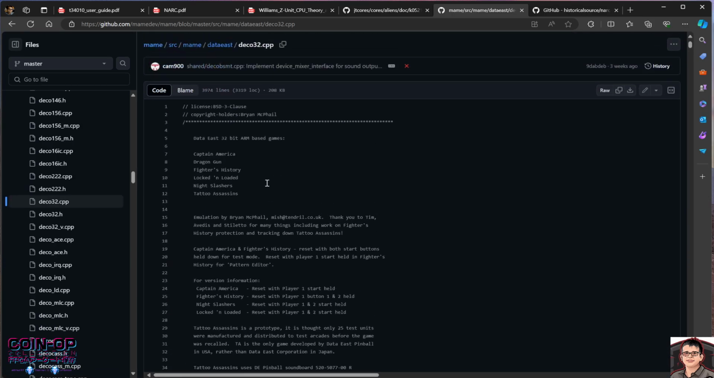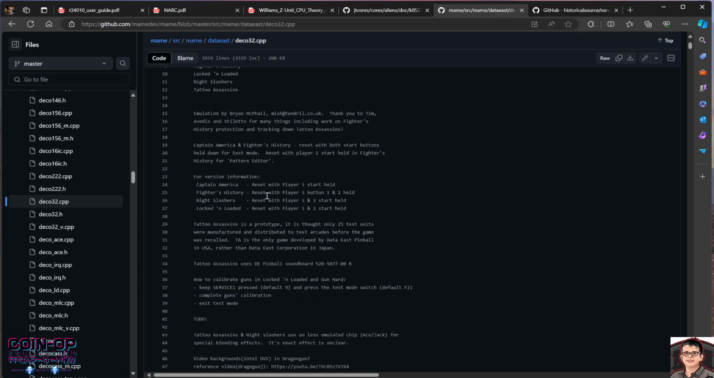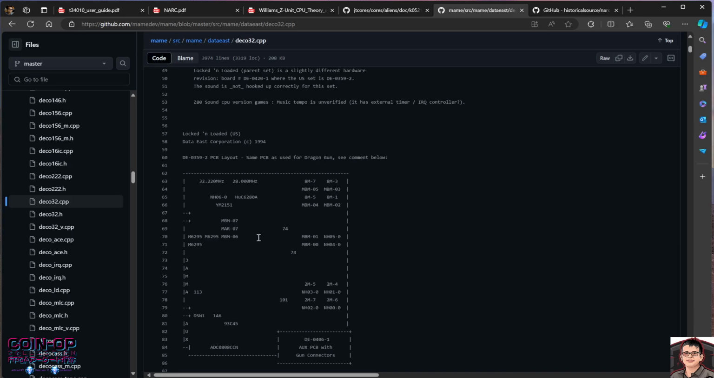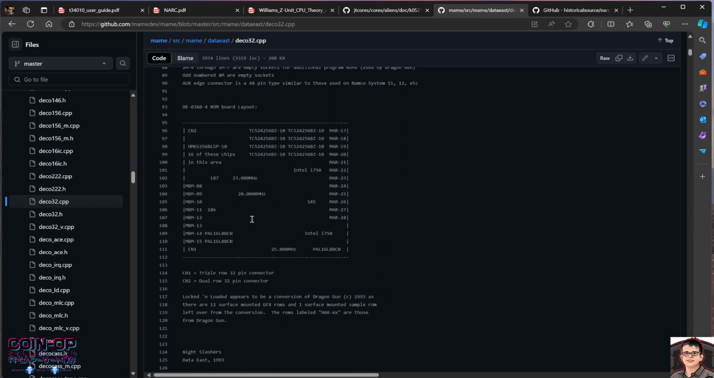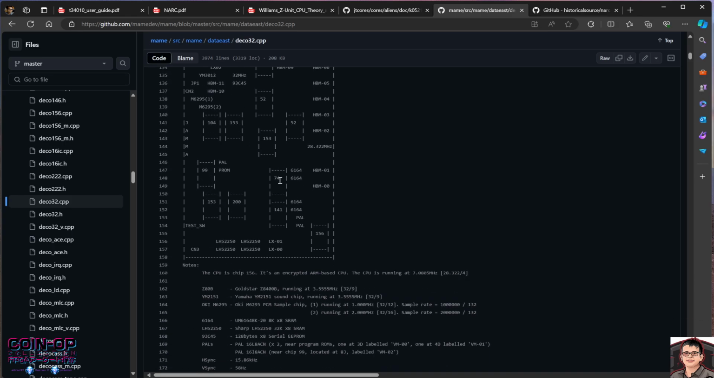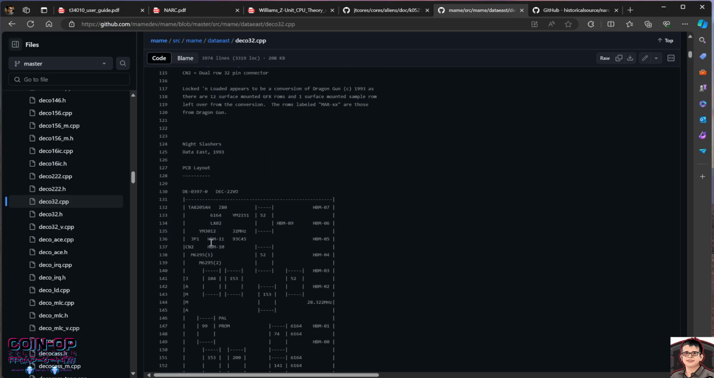Okay, so Deco 32. These are some of my favorite games. Definitely got Captain America up there. It's my favorite game on this platform. And you can see that there's a lot of information here. They even went through and drew the board in ASCII. So you see all this and all the components, component parts, the customs, what they do. This is Night Slashers. So you see they've gone through extensive detail. This was back then. This is not something recent. This was done way long ago, before any of us were even online doing FPGA cores, right?